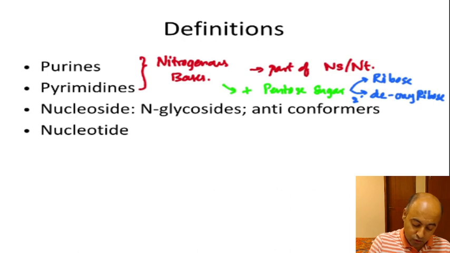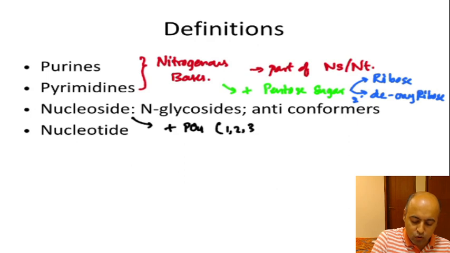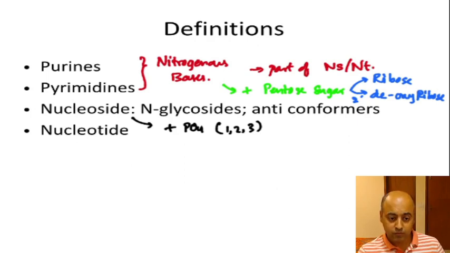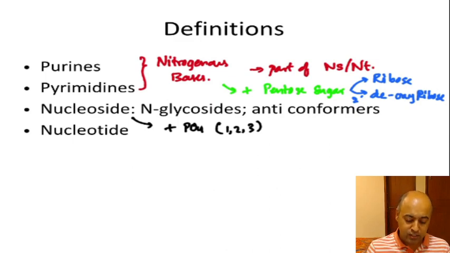In the nucleotide, what do we do? Nucleoside plus phosphate. The number of phosphates can be 1, 2, or 3: adenosine monophosphate, diphosphate, and triphosphate. Like that, we have the number of phosphates which can be variable. And once the phosphate is attached to the nucleoside, then we get the nucleotide.